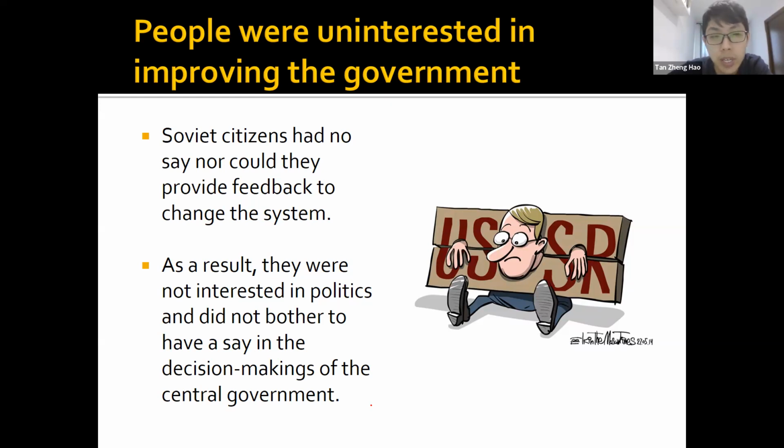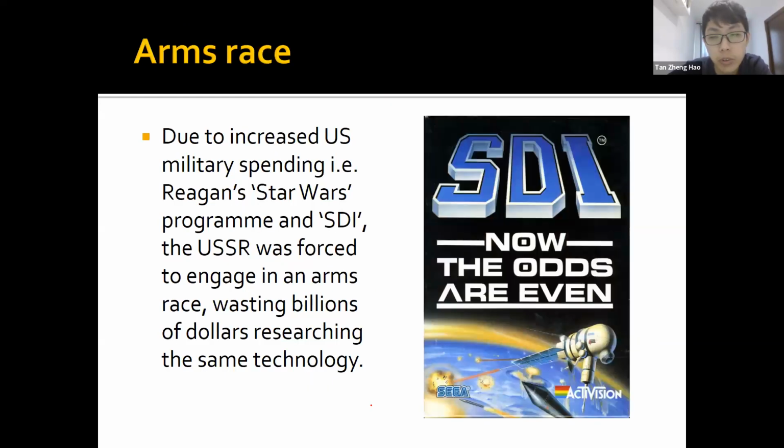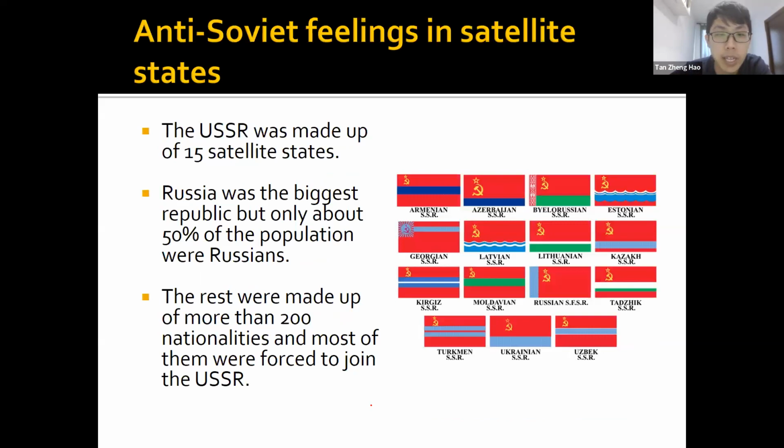Okay, we talk about the arms race also. Both countries were spending a lot of money, but the USA had the money to spend, so the USSR was lagging behind, trying to catch up, and people in various Soviet states start to feel anti-Soviet feelings. We talked about that already also.